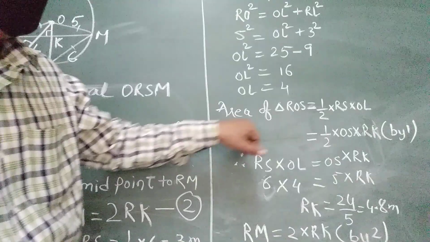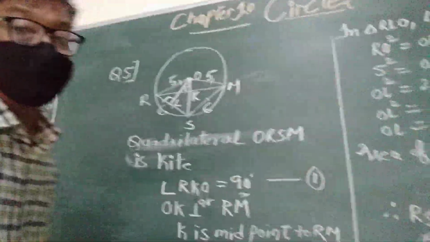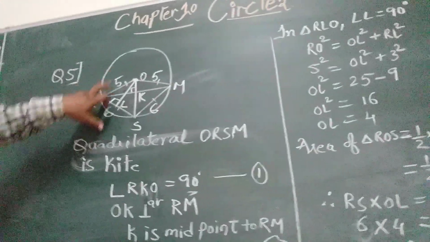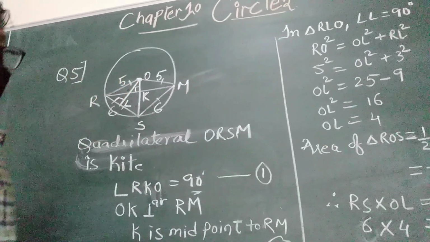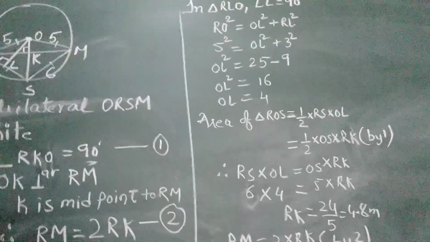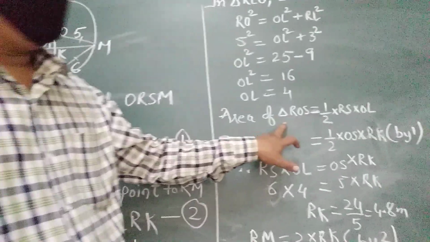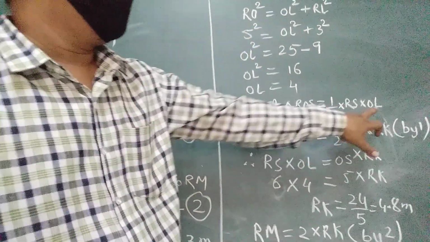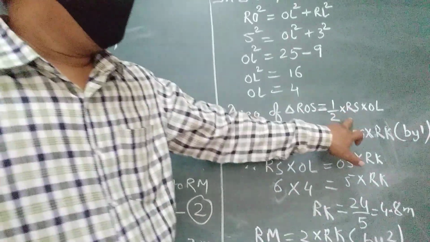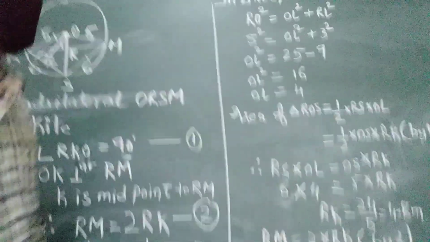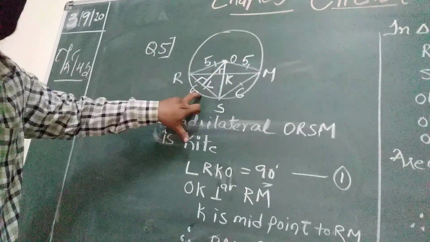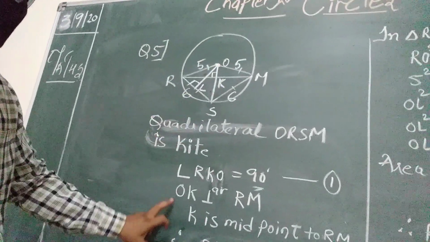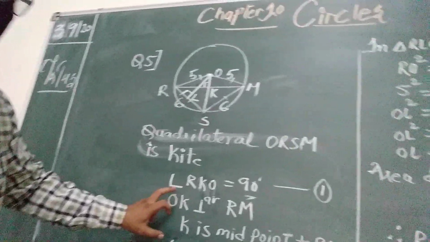Now, for the area of triangle ROS, you can see the area of triangle ROS is equal to half base into altitude. Now, by equation number 1, RS is the base and OL is the altitude.